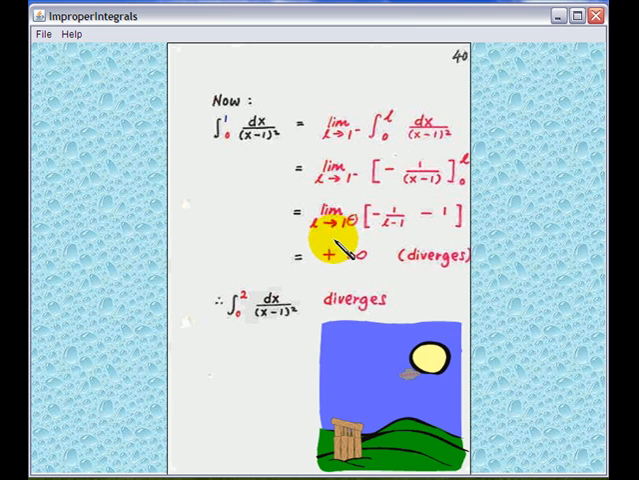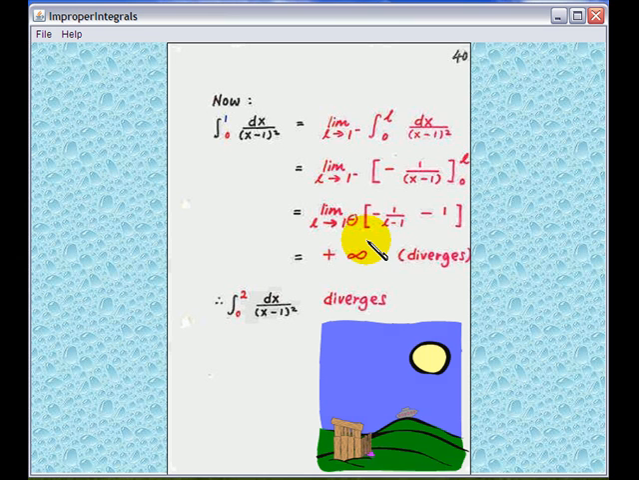So when L is very close to 1, then L minus 1 will be very close to 0, and so 1 over (L minus 1) will be very large but negative, because L is close to 1 but less than 1. So you have a negative and a negative, giving positive infinity, minus 1, which is infinity. So the first improper integral actually diverges.